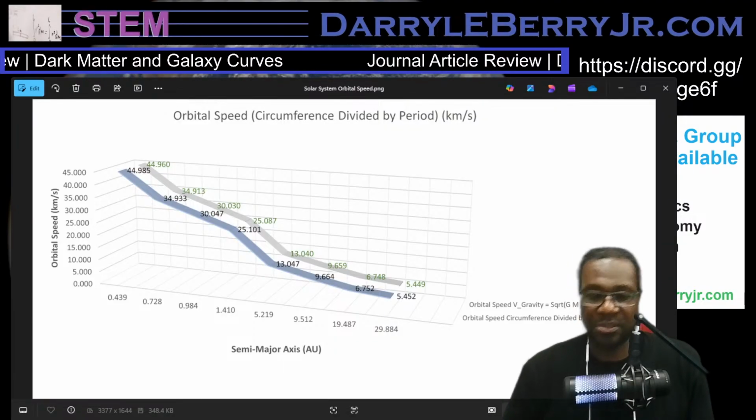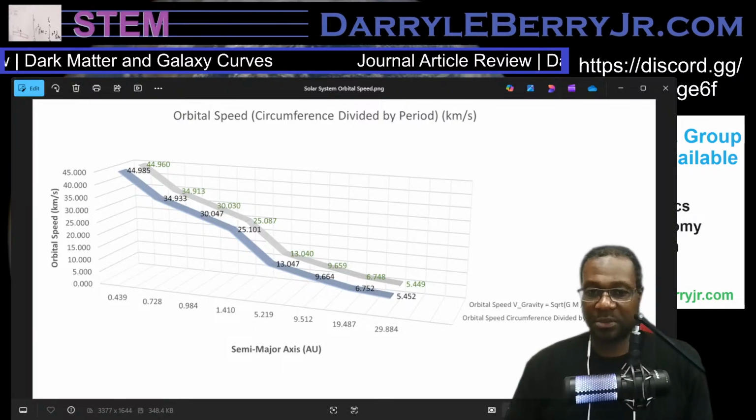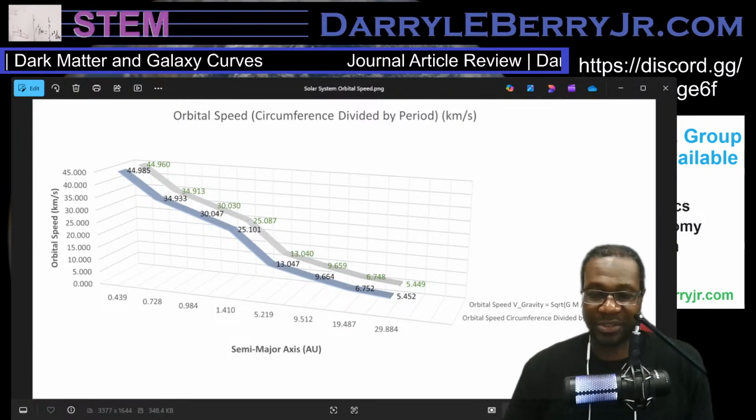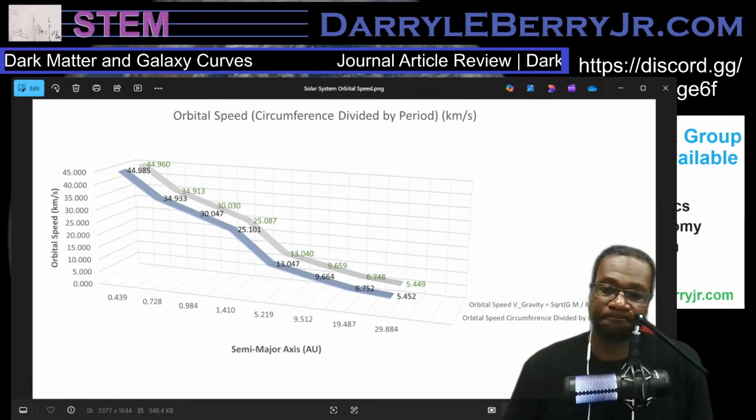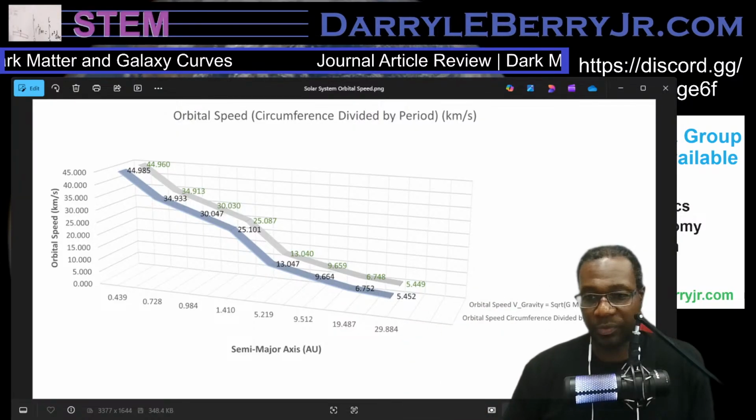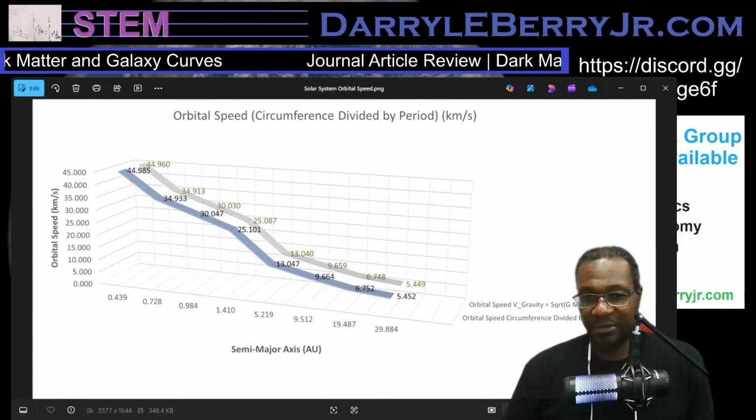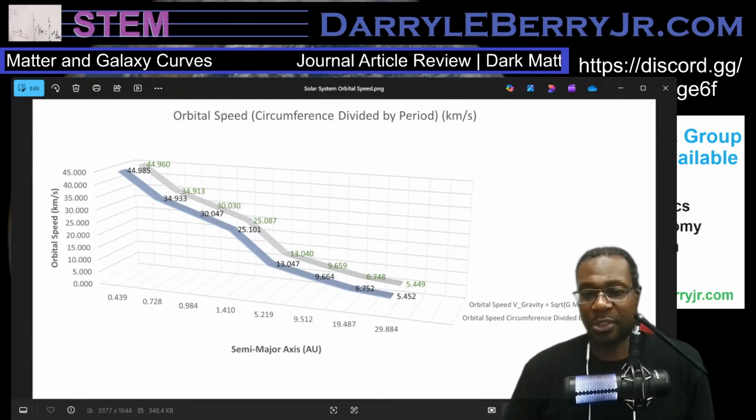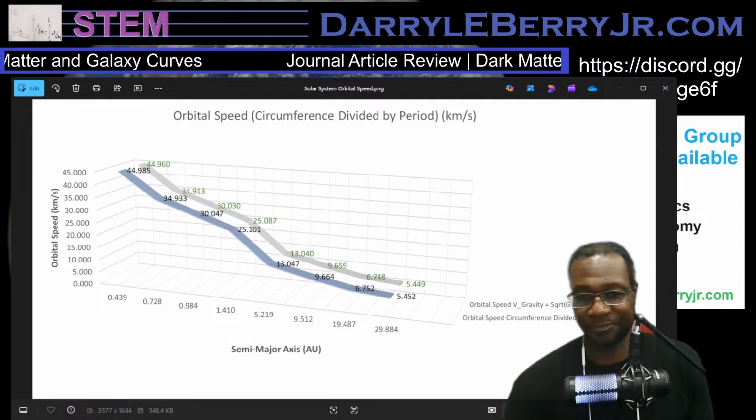You're farther from the center of gravity. In the solar system, most of the mass of the solar system is focused in the center of the solar system, in the sun. So you're farther away, so you're going to go slower and slower around the sun the farther away you go. This is basically the velocity curve of the planets around the solar system.